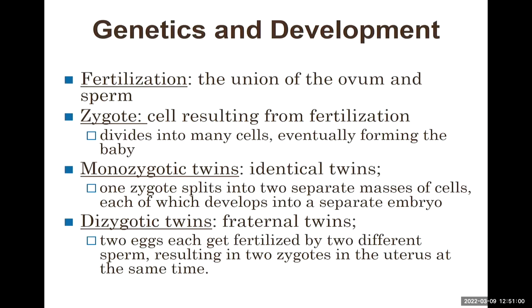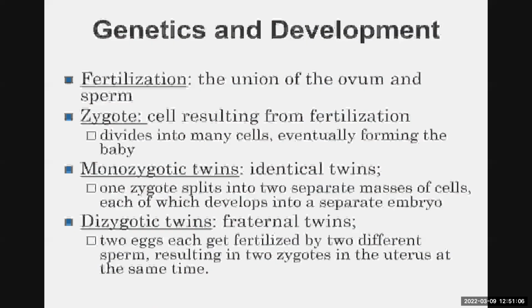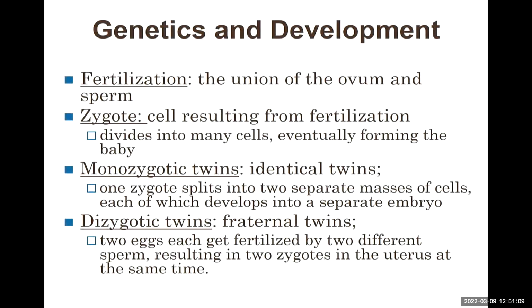So here's some terminology for you. Fertilization is that moment, okay, of sperm and egg getting together. The zygote is that cell, okay? Now, we've already seen these definitions: monozygotic twins are identical twins, dizygotic are fraternal twins. For monozygotic, they share everything because one zygote splits into two separate masses, each of which is a separate embryo. Fraternal twins, we have two eggs fertilized by two different sperms. So dizygotic twins share an average of about 50% genetic material, just like brother and sister.